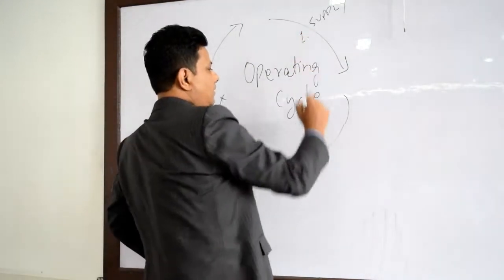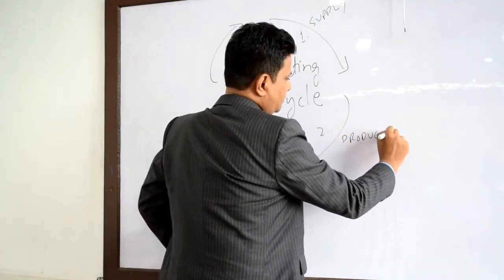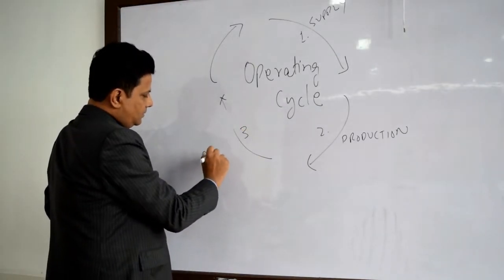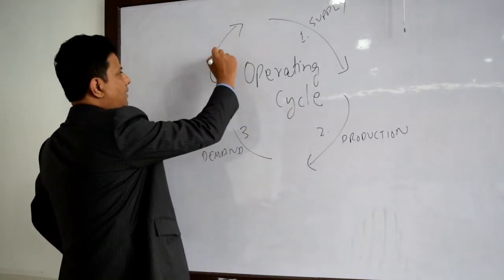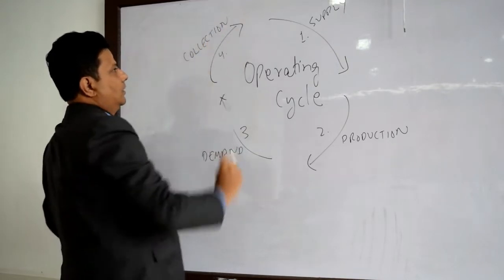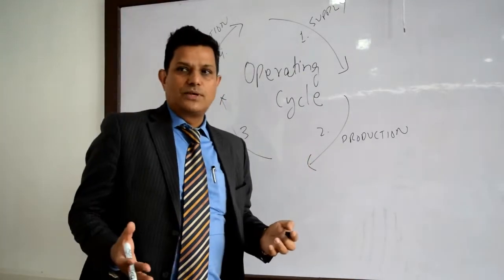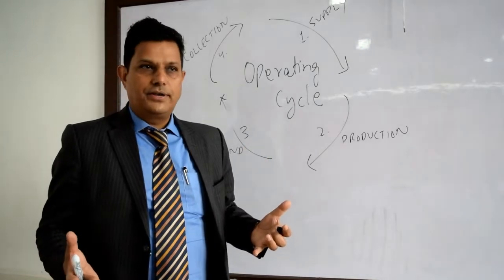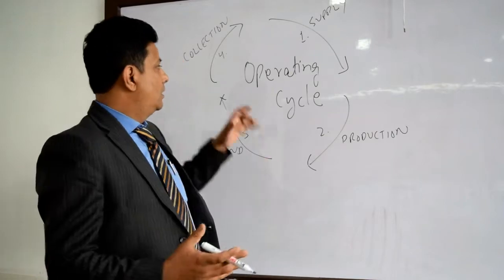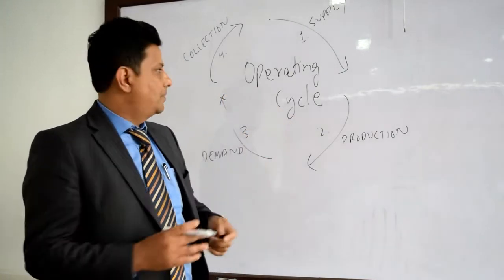This is number 1. Number 2 is production. Then we come to number 3, which is demand. And number 4 is collection. So: supply, production, demand, collection. Let me repeat it once again. No matter which business we are operating or organizing, the operating cycle plays an important role. The operating cycle is relevant for all businesses.